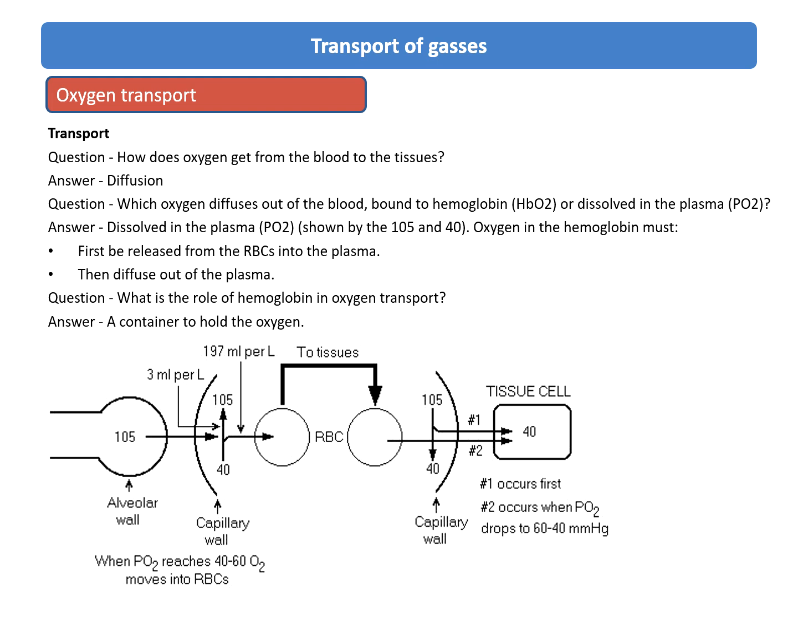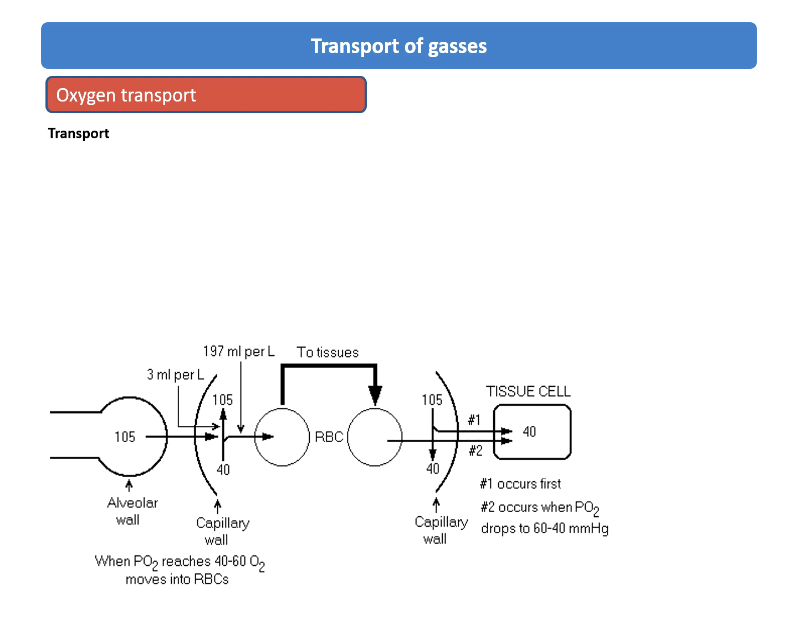So, another question: what's the role of hemoglobin in oxygen transport? The answer is it's a container to hold oxygen. It holds most of the oxygen. In summary, 2% of oxygen is transported in the plasma. That's the PO2 of 105. 98% of the oxygen is transported in combination with the hemoglobin.